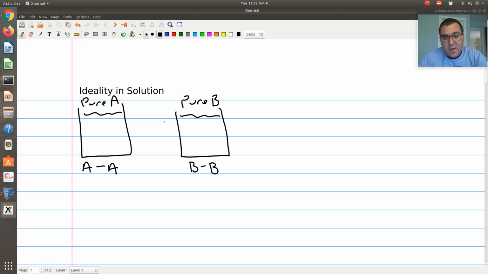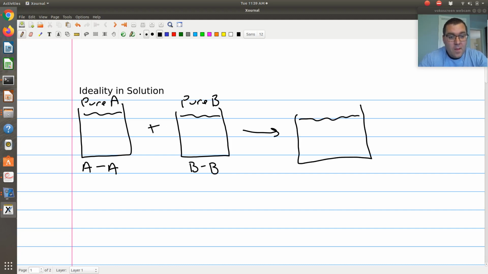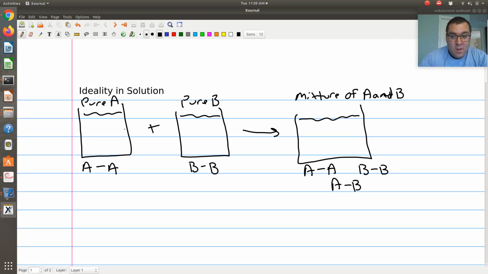But now if I were to take that beaker of pure A and mix it with my beaker of pure B, and we can think of this as mixing at constant temperature and pressure, to form a mixture of A and B, and I think again in terms of pairwise or two body interactions, now we'll have AA interactions, BB interactions, and I'll have cross interactions, AB interactions.